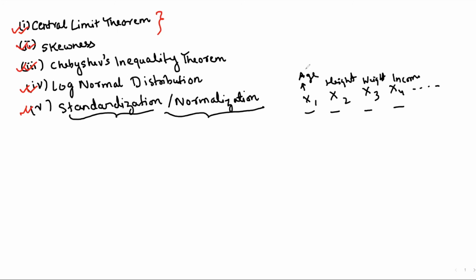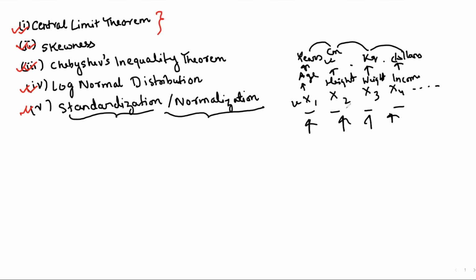Age is in years. Years is the scale of age. Height may be in centimeters. Weight can be in kilos. Income can be in dollars, it can be any unit, right? So how will you compare these values? We cannot, because their scales are different, right? It is in years, it is in centimeters, it is in kg, it may be in dollars. So how will you compare these variables? If someone says, find out the relationship between these variables, how will you know? You cannot compare them, right?